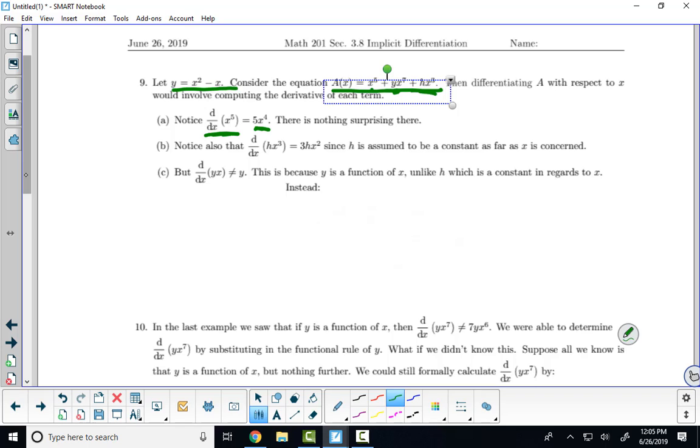When I take the derivative of the last term, hx cubed, what happens to that h? It's a constant, right? And what happens with constants when you take the derivative? They just come along for the ride. So what is the derivative of hx cubed? It's 3h x squared. Folks, are there any questions on that?